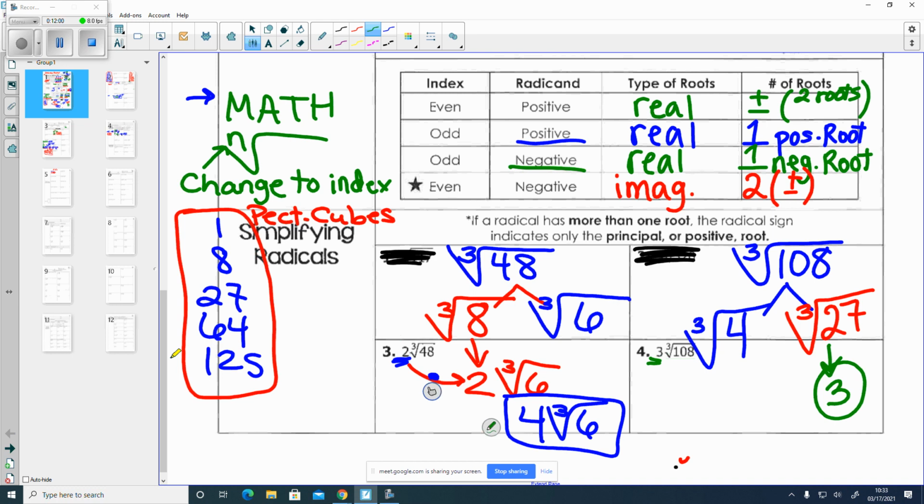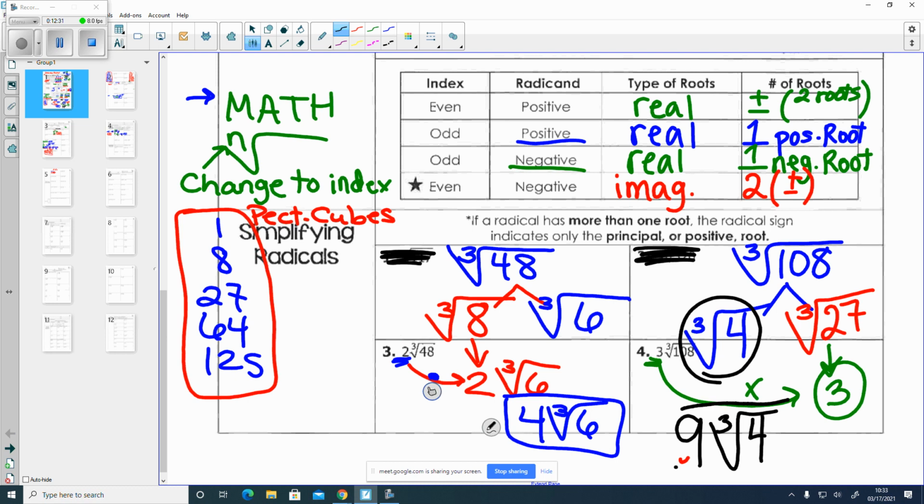Can I do a cubed root of 4? No, I can do a square root, but I can't do anything here. So that stays there. So remember at the beginning, what did I have? I had another 3. So I'm going to take these 2 and multiply them together. So my final answer is going to be 3 times 3, which is 9, and then I still have this cubed root of 4. So that's my final answer.